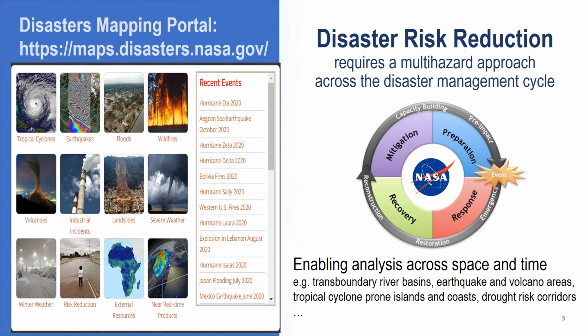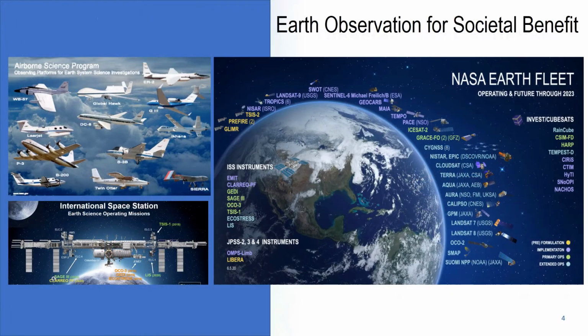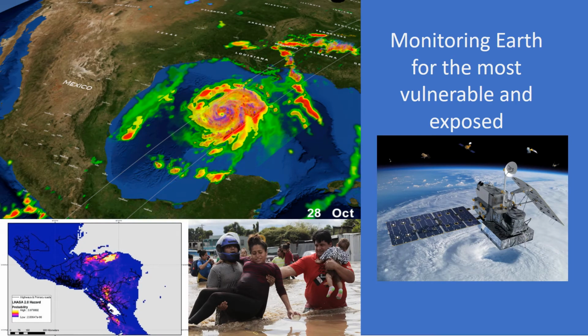Enabling the analysis across space and time means that all of the disciplines that we bring together at a geophysical science meeting means looking across the river basins, the earthquakes and the volcano areas, those tropical storms and droughts, from inland to coasts to the peaks of our mountains. Our entire fleet of observations, flight, on the ground, our satellite, and even our space station, everything must be used effectively in an interactive and smart strategy.